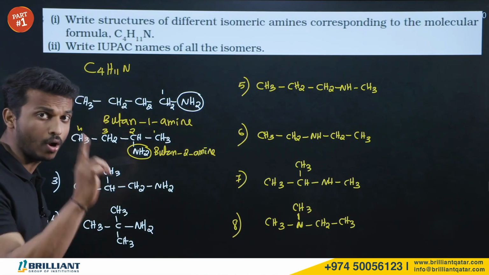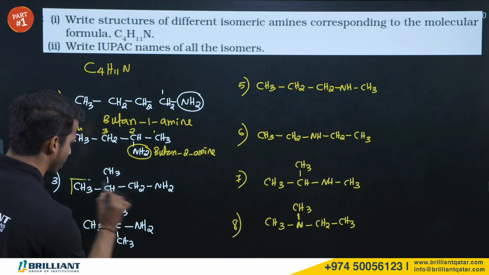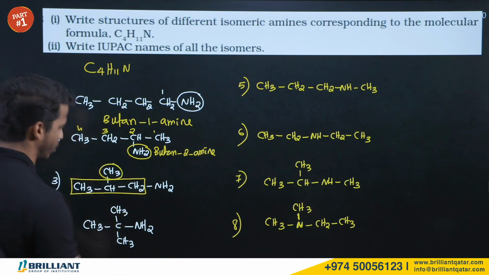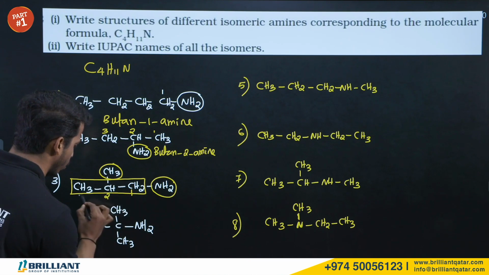Select the longest chain. Don't deviate from the IUPAC nomenclature rules. Okay, select the longest chain. This is the longest chain, so this is a branch. Amine is the major functional group, so it should get the lowest number: 1, 2, 3.